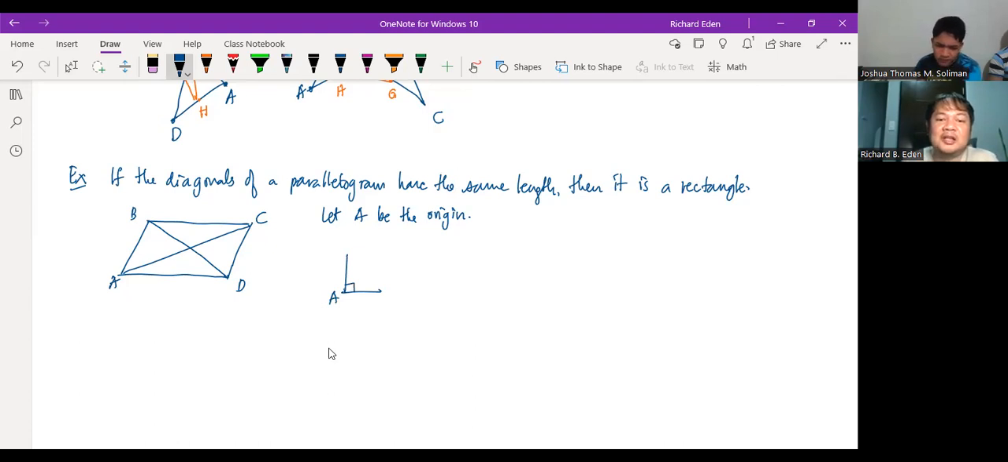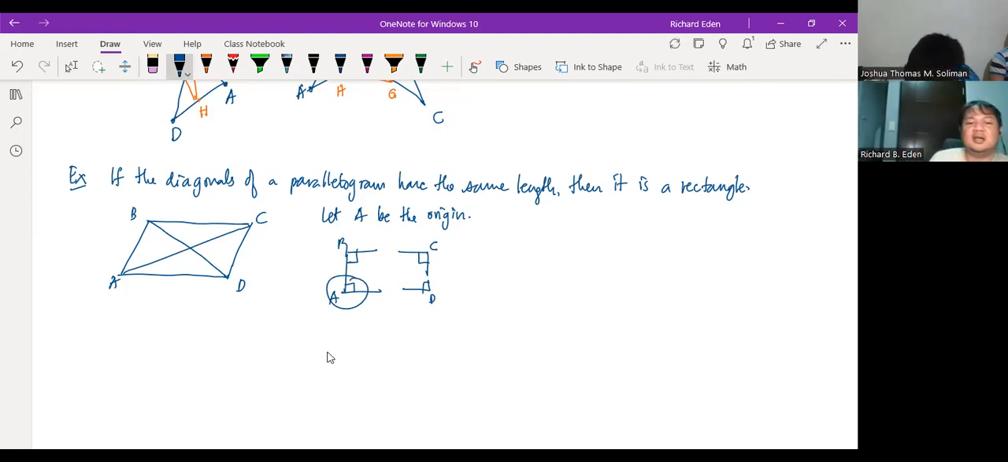Kasi if it's a parallelogram, that would mean, kung ang angle at A is 90 degrees, edi 90 degrees din yun at C. And then the angle at B is supplementary to A, which is 90. So that would mean this is 90 also at B. So tuloy-tuloy na sila, even D. So showing that the angle at A is 90 degrees is enough.